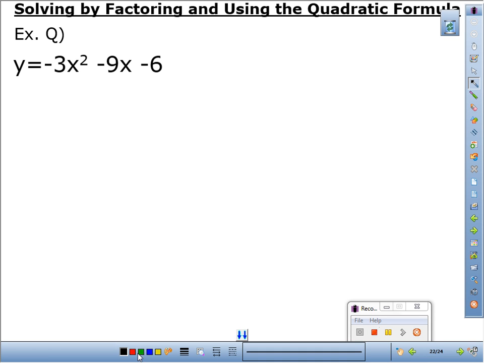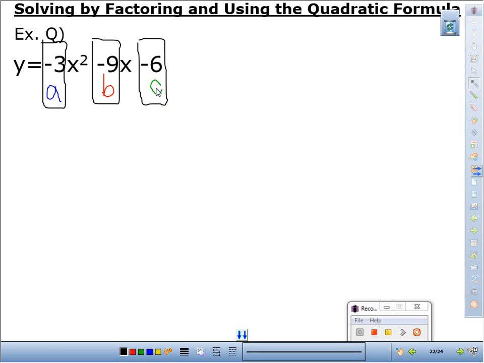Step two, identify A, B, and C. So underneath each term, we're going to write the letters. This is A, this is B, and this is C. Does everybody see what I'm doing? So then I want you to box the coefficient here, that is A, coefficient here, that is B, and the constant is C. How are we doing? Good?